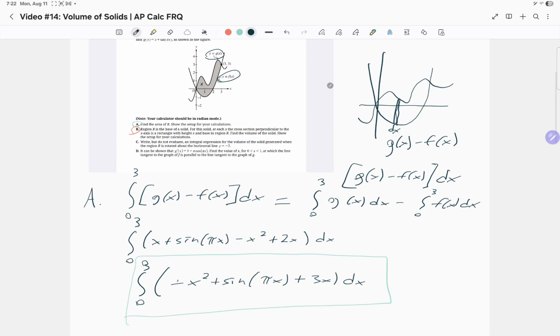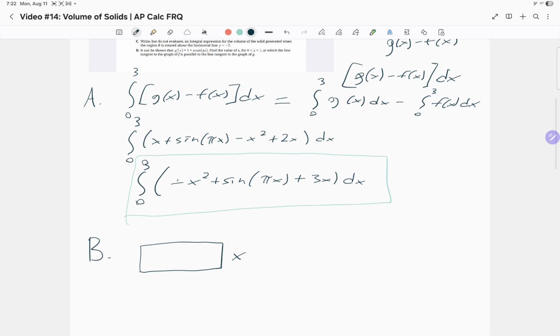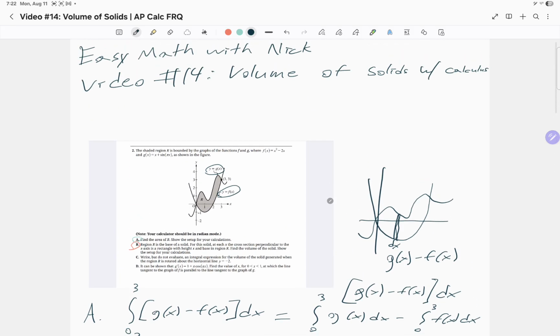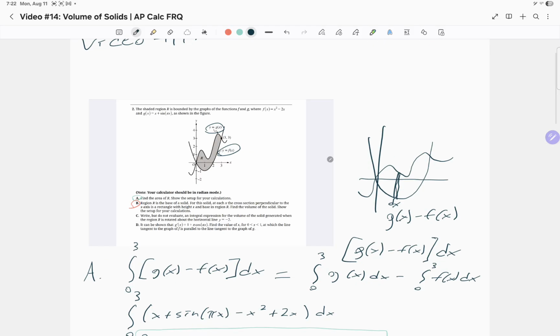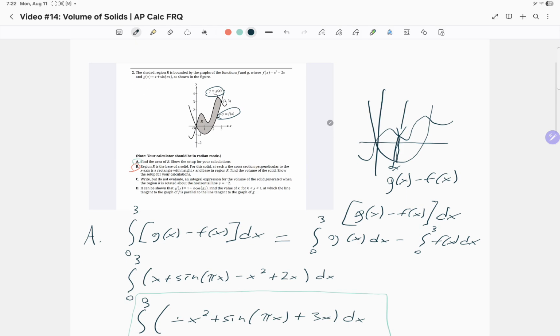So region R is the base of a solid, so therefore this base must be g of x minus f of x, right? Because if we look at our graph here, the rectangle is almost similar to these representative rectangles we drew here. But the key difference is that our dx was parallel to the x-axis, right? It's on the x-axis. But now we're dealing with something that isn't parallel to the x-axis, and it is instead perpendicular to the x-axis. So it's not going to be on the x-axis. It's sort of going to be perpendicular, if that makes sense. It's sort of hard to think about there.